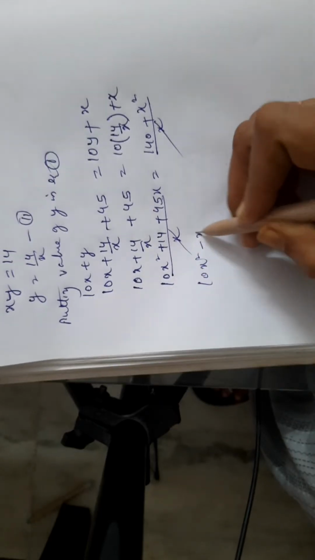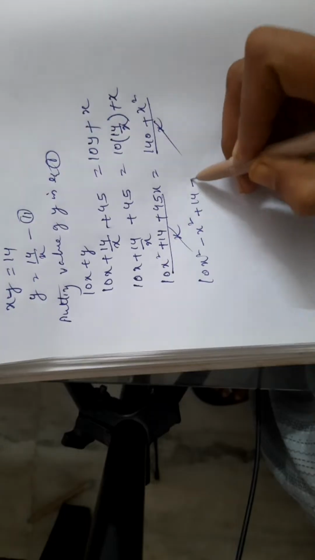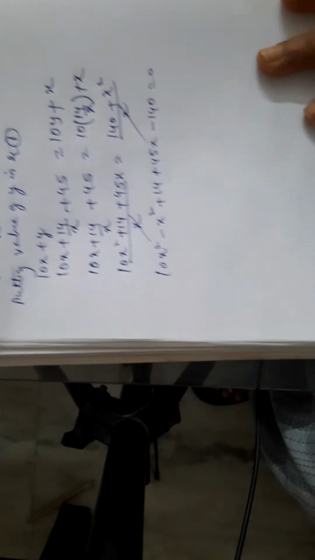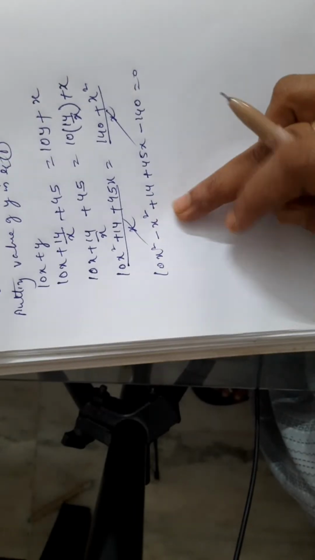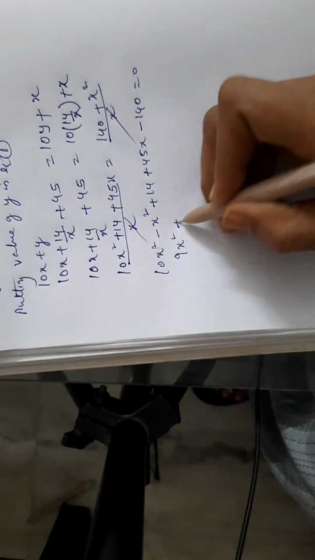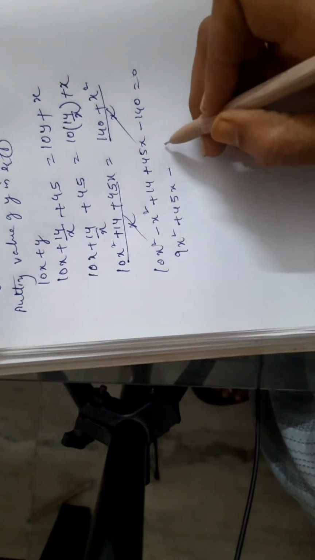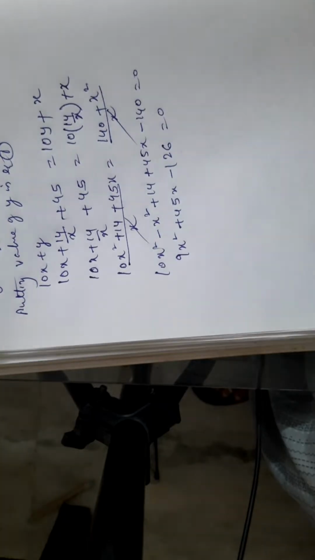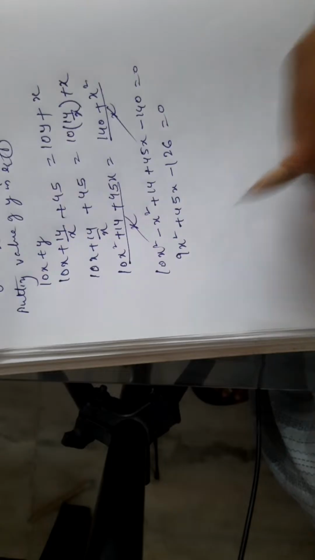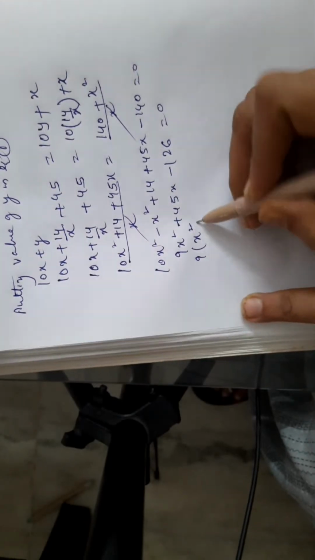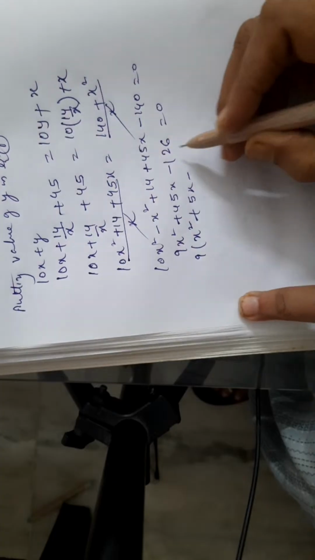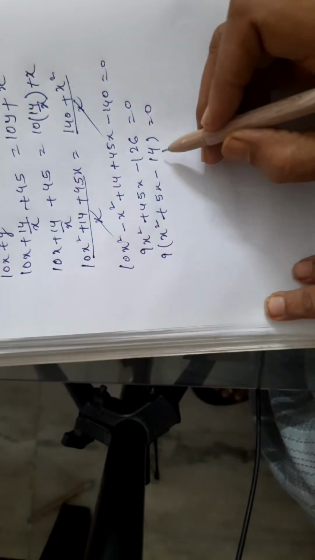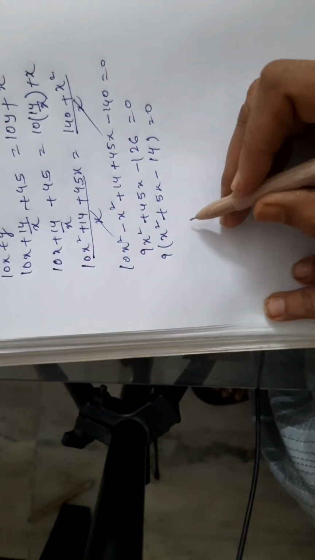10x square minus x square. 14 plus 45x minus 140 is equal to 0. Now 10x square minus x square is 9x square plus 45x minus 126 is equal to 0. 9 can be taken common. So it's x square plus 5x minus 14 is equal to 0. Now 7 twos are 14. 9 will divide 0 and it will become 0.